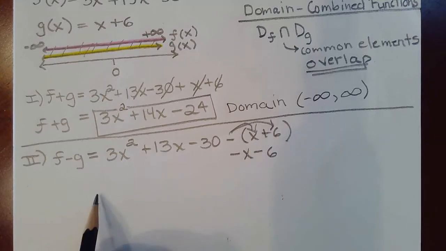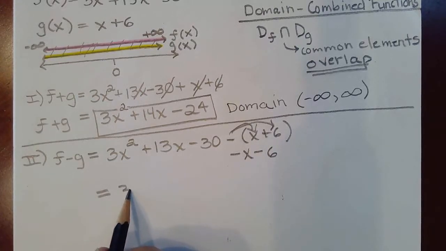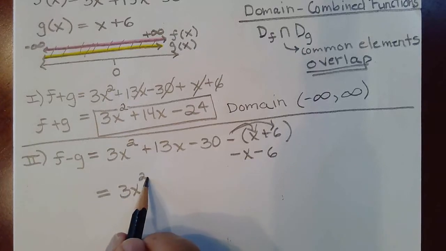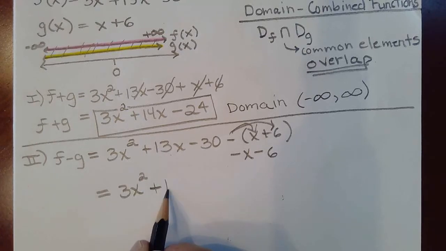So when we go to combine like terms, we're going to be paying attention to the negative x and the negative 6. So we have one squared term. Then we have 13x take away 1x. That's going to be 12x.